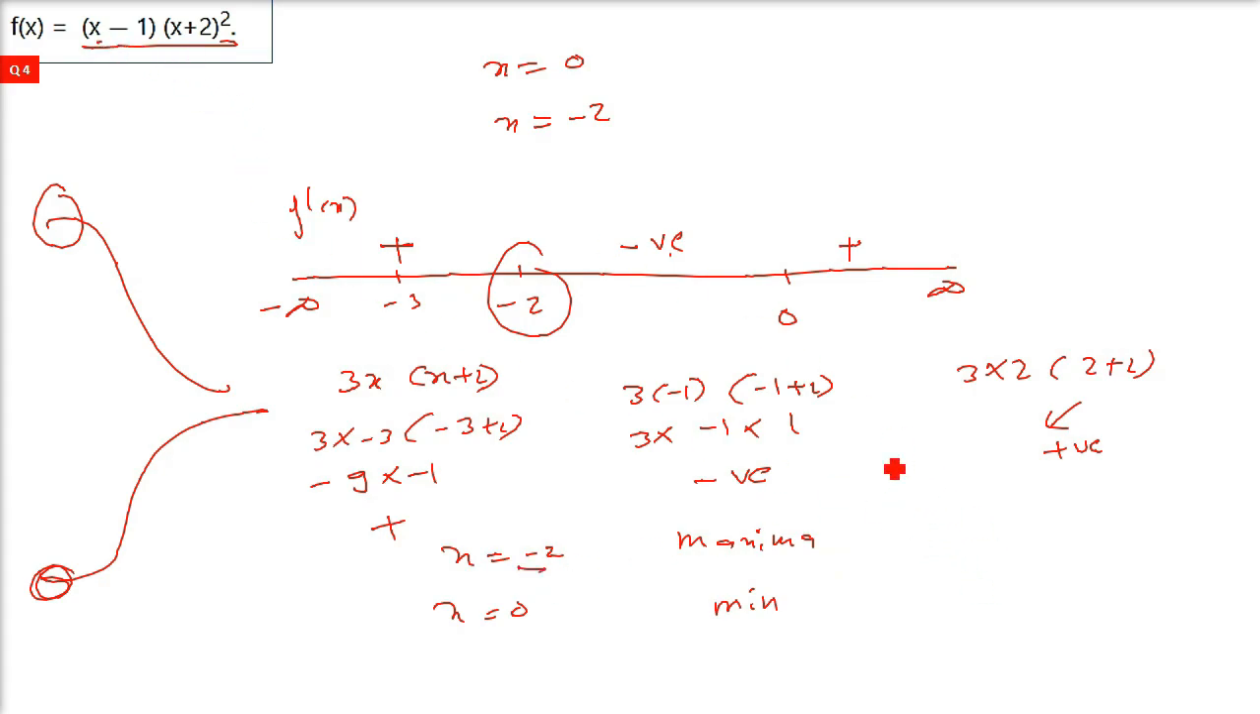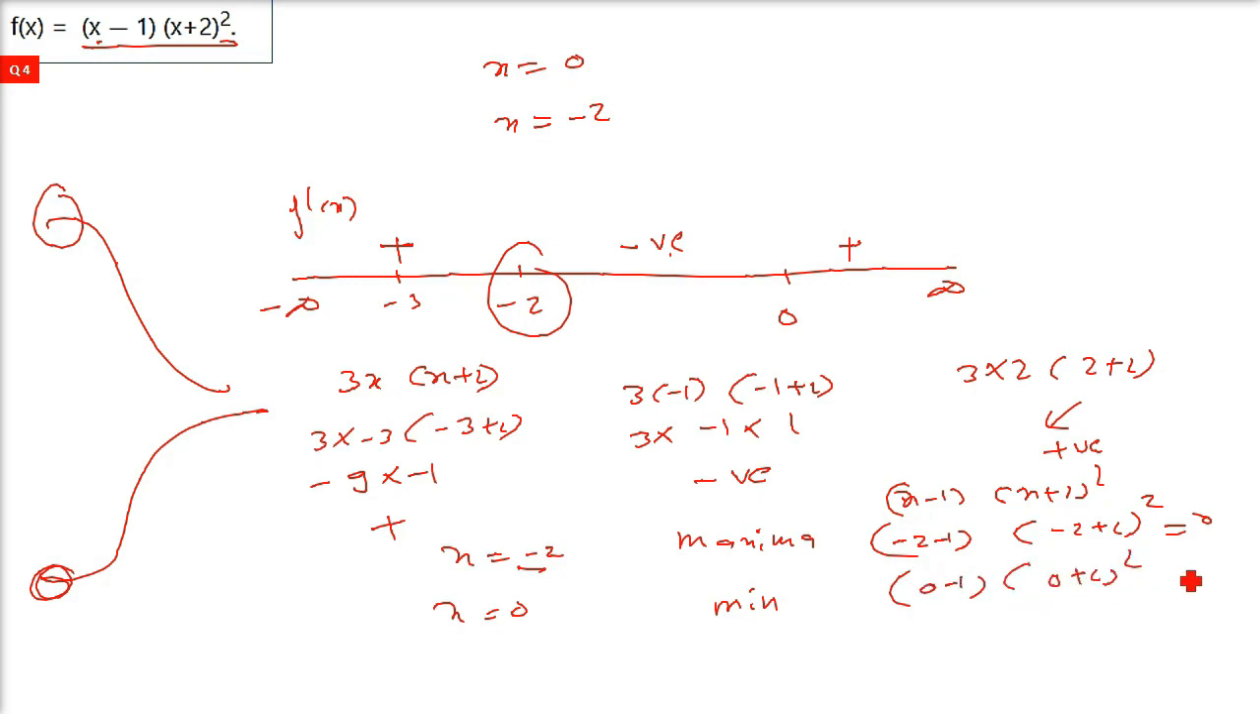Now place this x equals minus 2 in the original equation, which is x minus 1 into x plus 2 whole square. Now I'm placing negative 2 in x minus 1 into x plus 2 whole square here. So this value is what we are interested in, not the sign. This is the actual value because we need the value of y for every x. So at x equals minus 2, we got the value of y, which is 0. At x equals 0, what are you going to get? It will be 4 into minus 1. So it's going to be minus 4.